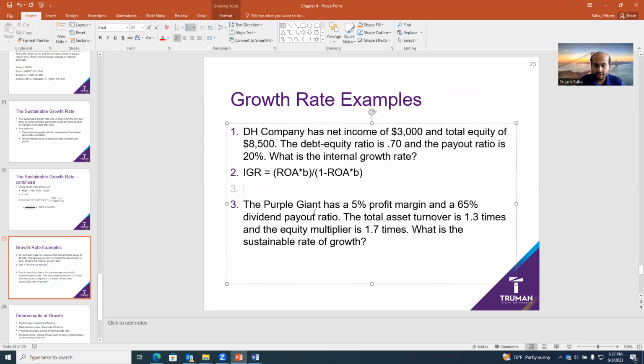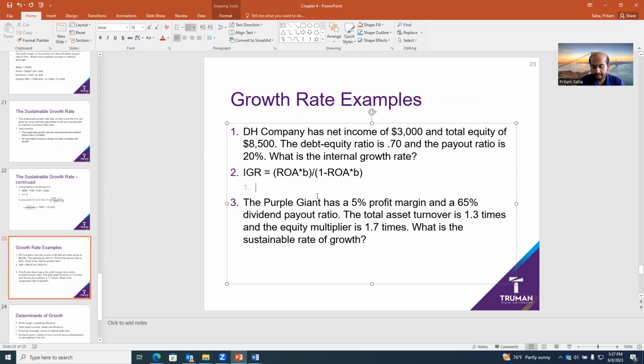Now calculate return on asset from this example. So net income 3,000, total equity of 8,500, debt equity ratio is 0.7, payout ratio 20. So payout ratio 0.20 means retention 80%, right?